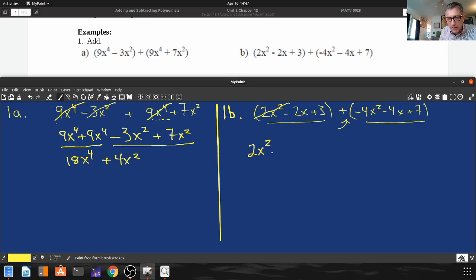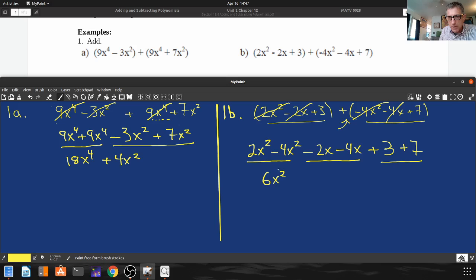Then I look at the other degree 2 term, which is 4x squared. Now I'm going to look for degree 1 terms. So there's a minus 2x term, and there's a minus 4x term over there. And then I have a plus 3 and a plus 7. So these are like terms, these are like terms, and these are like terms. So I just add the coefficients.